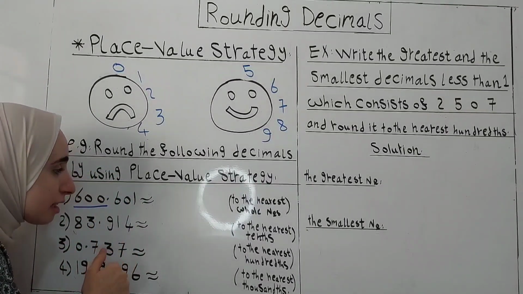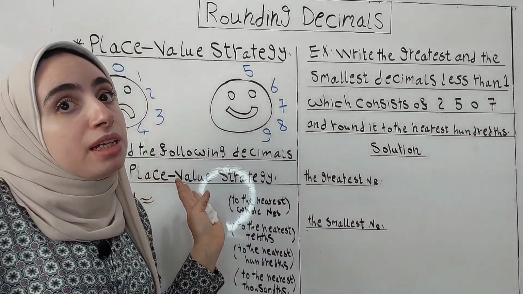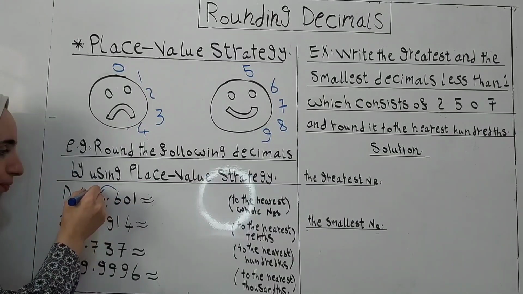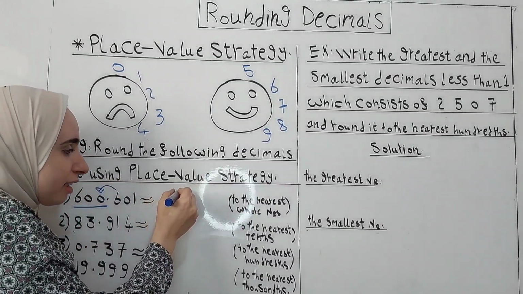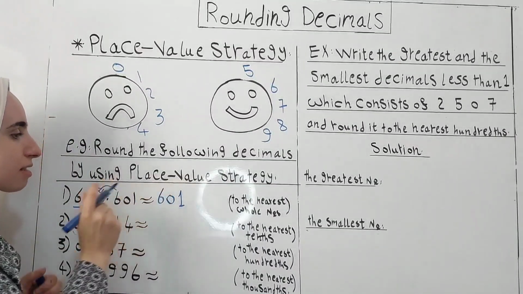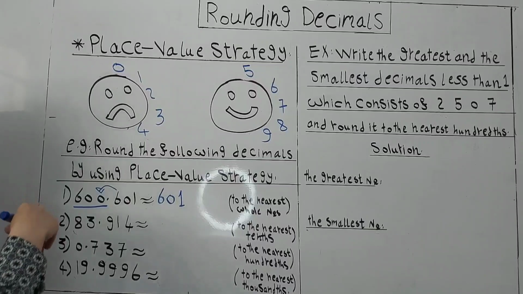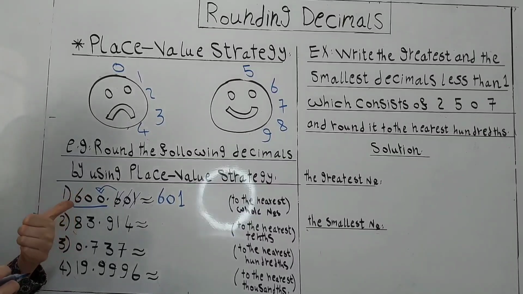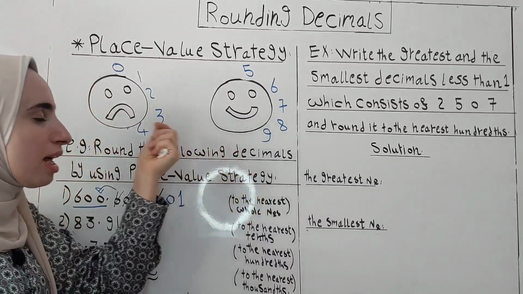Now we're looking at the digit next door, which is 6. 6 is a happy number. So because of the digit 6, we add 1 to the digit 0. It will be 1. So we cross out 0 and write 1. And we write the digits in the next higher place as they are. Finally, we drop and ignore all digits in the last place. So we drop 1 and 0 and 6. So this number approximately equals 601 to the nearest whole number.